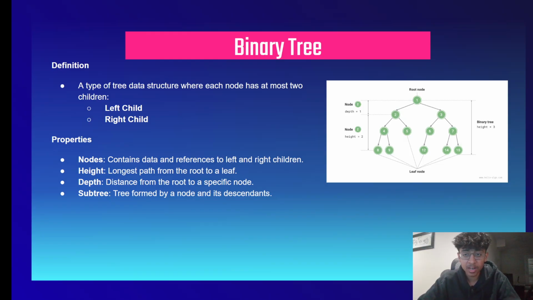Now let's look at the types of binary trees. There's a full binary tree, where each node has either 0 or 2 children. There's a complete binary tree, where all levels are fully filled except possibly the last level, which is filled from left to right. There is a perfect binary tree, where all internal nodes have 2 children, and all leaf nodes are at the same level. Then there is a binary search tree, or BST, which is a binary tree in which the left child contains values smaller than the parent node, and the right child contains values greater than the parent node.